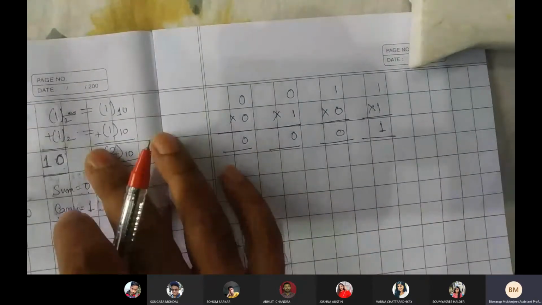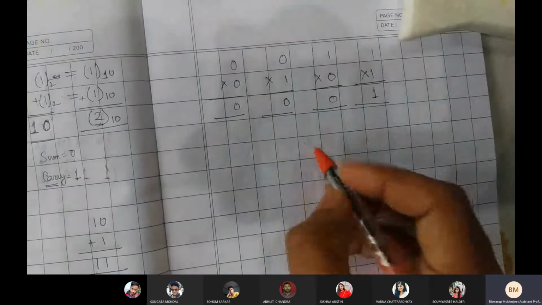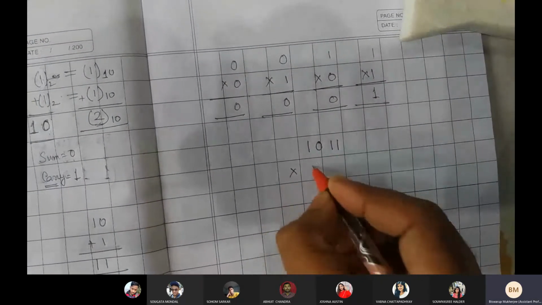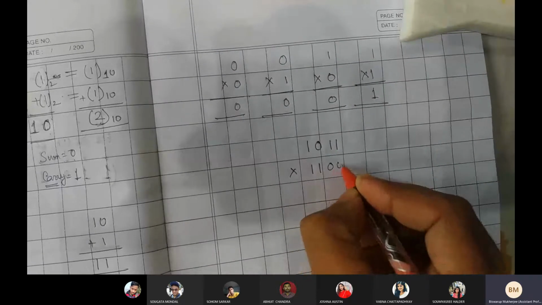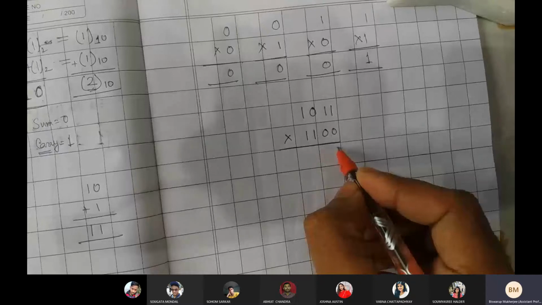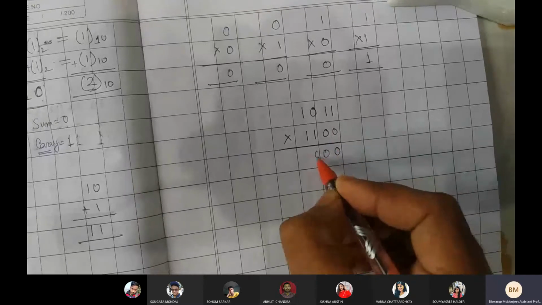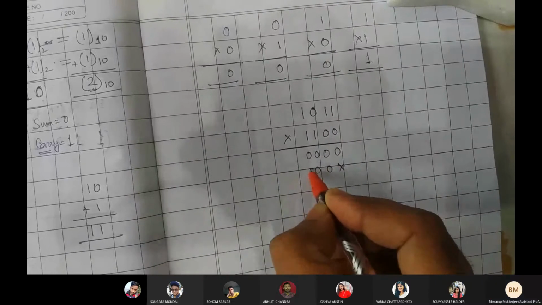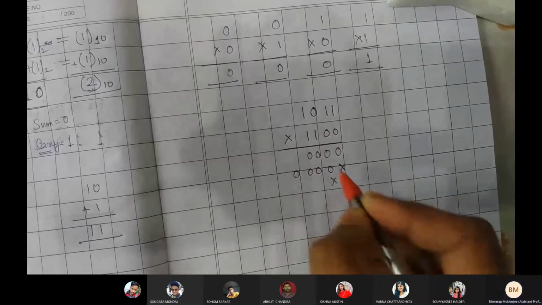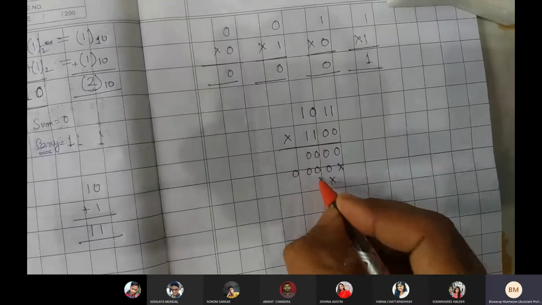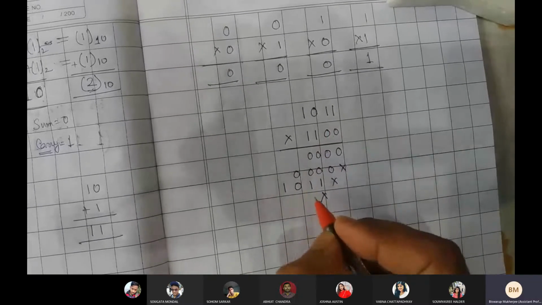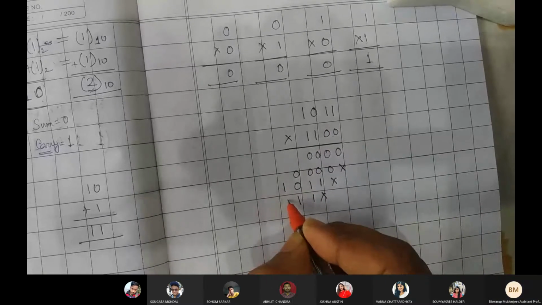Now if you are having a multiplication like this, 1 0 1 1 into, suppose, 1 1 0 0, then the process is the same. It's very simple because of the 0s, 4 zeros will be there, then again 4 zeros will be there, right? Then the same term 1 1 0 1 followed by the same term 1 1 0 1.